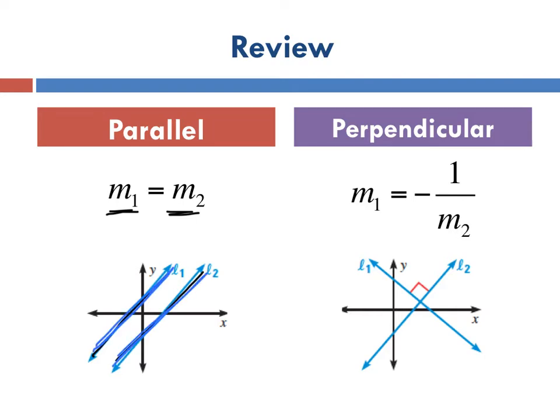And perpendicular means that the slope is negative and the inverse of the other one. Remember, it's two things, negative and the inverse, and that looks something like this. Oops, that's a bad line. Pretend like that's something like that, and they form a right angle.